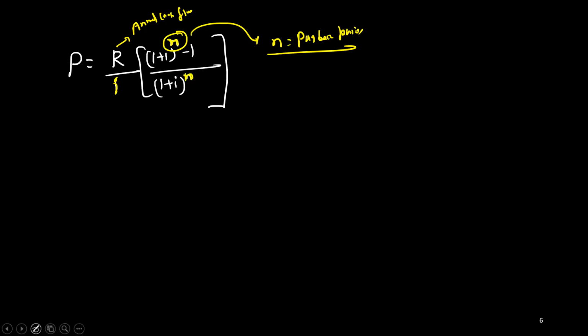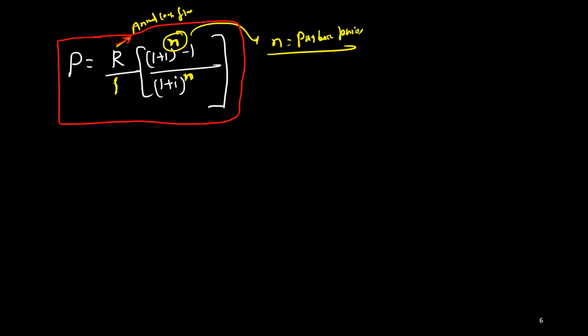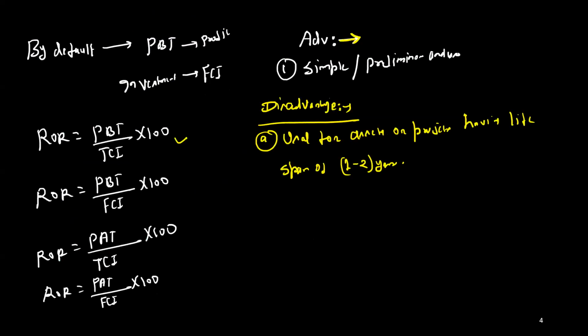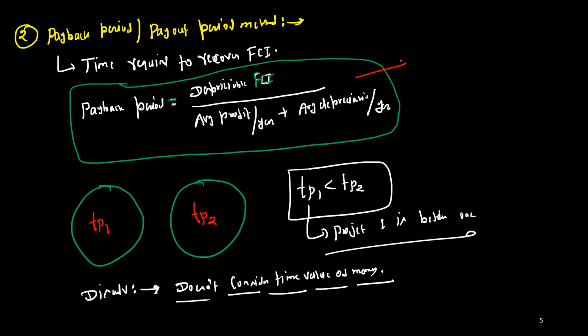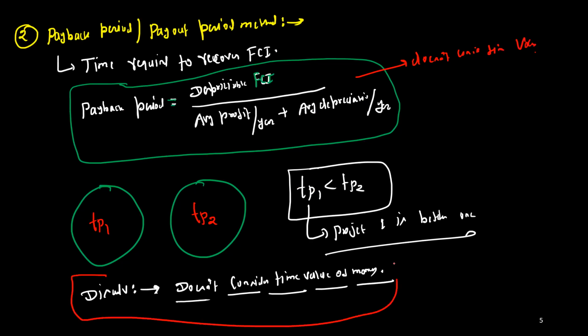Sometimes if the interest rate is given and the annual cash flow is given, then you can use this formula directly, and you will get the payback period from here. If the fixed capital investment depreciation is not given, but annual cash flow and present value are given, and the rate of interest is given, then you use this formula, and you can calculate the payback period. The earlier method that I talked about does not consider the time value of money, that I have written in terms of the disadvantage of this method.